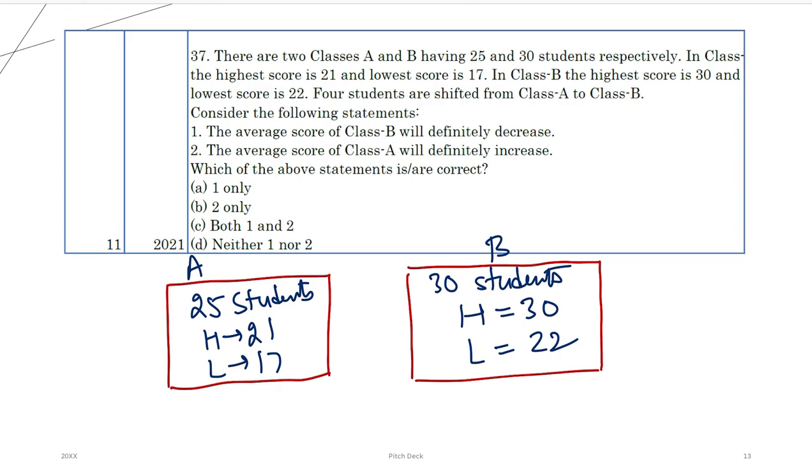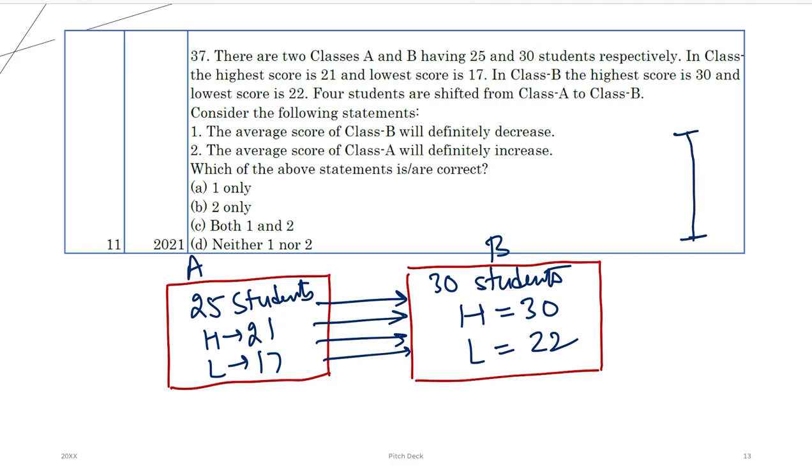Now, they are asking us, if 4 students are shifted from class A to class B, 1, 2, 3, 4, how will the average of each class change? Now, this is not a sitting arrangement changing in the same class. People are moving from one place to another. So, the averages of both could change. How? Let's see.